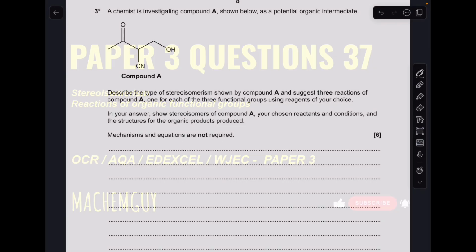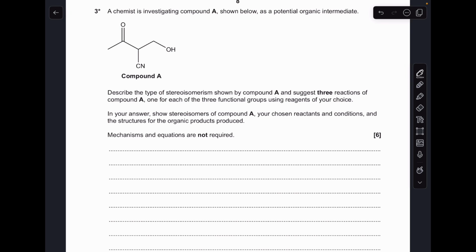So we'll start with the type of stereoisomerism shown by A. So you'll hopefully notice that this carbon here has got 4 different groups attached to it, so it's a chiral center. So compound A can show optical isomerism.